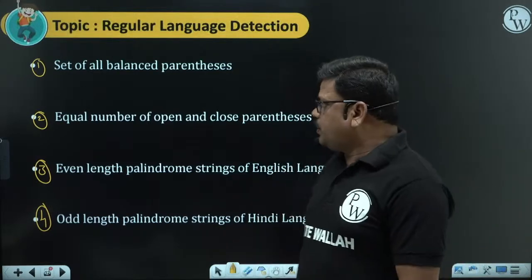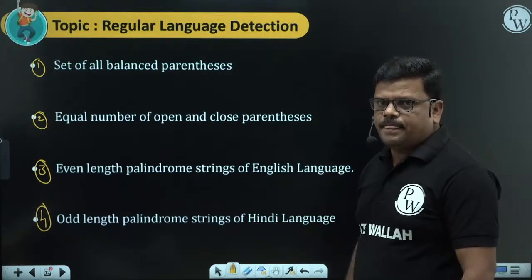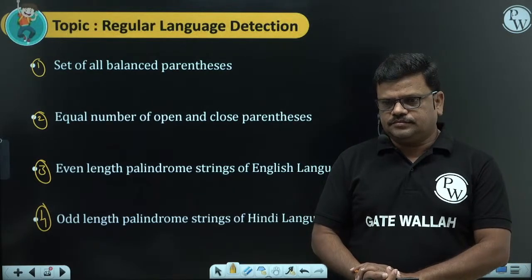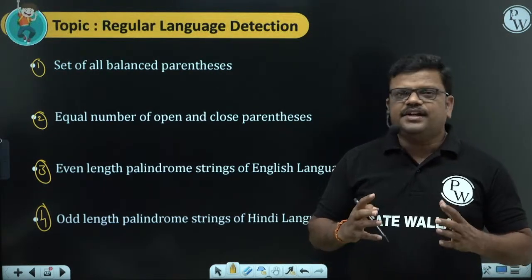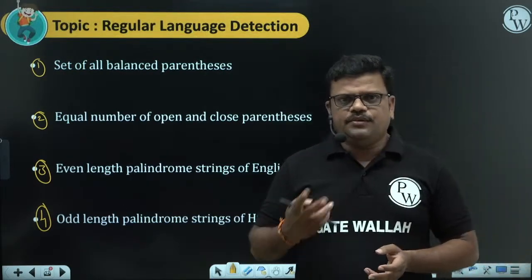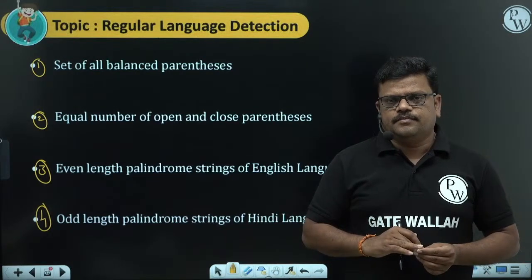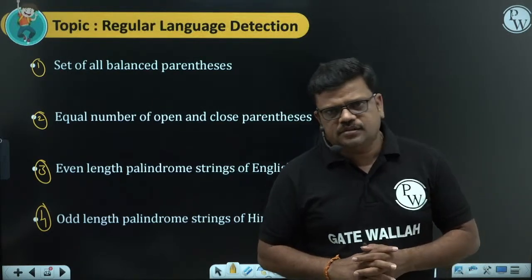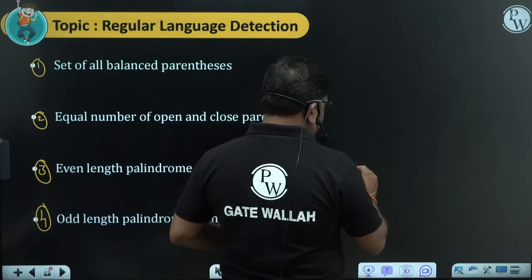Right. So come to the third one, even length palindrome strings of English language. What about that? Whenever the concept of palindrome comes, we studied already in regular expressions, palindrome languages over more than one symbol are non-regular. Only for one symbol they are regular, more than one symbol are non-regular. That's why palindrome strings of English language do not come under the regular part. So this is clearly a non-regular language.